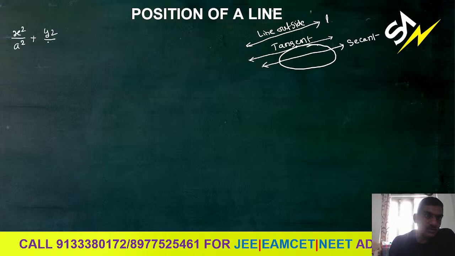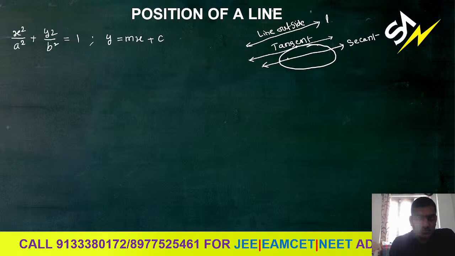Now let us take the standard form of the ellipse, x square over a square plus y square over b square is equal to 1. Now there is a line y is equal to mx plus c. Now when do we say this line is outside the ellipse, or tangent to the ellipse, or secant to the ellipse?